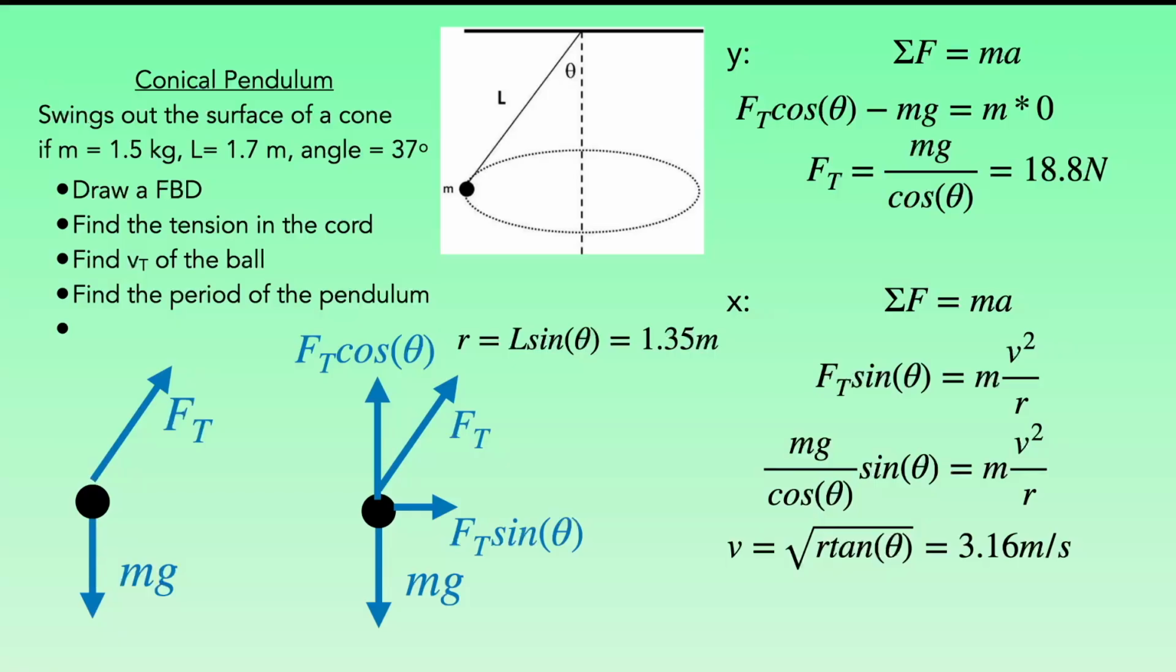R is, as we see in the middle of the slide there, L times the sine of theta. We needed that to get the dimension. Period, circumference over velocity, ends up being 2.68 seconds. Velocity is circumference over period. Period is circumference over velocity.